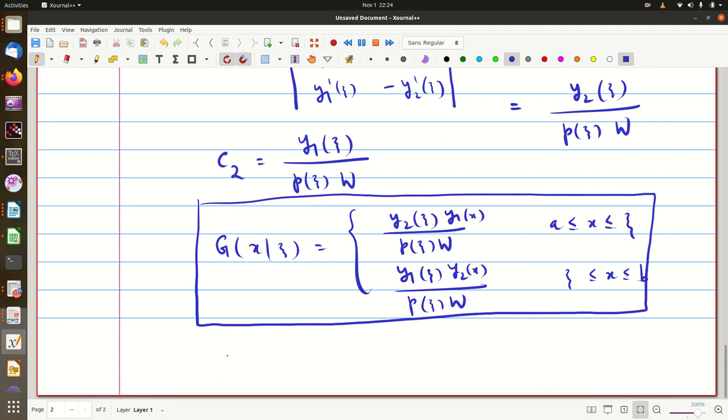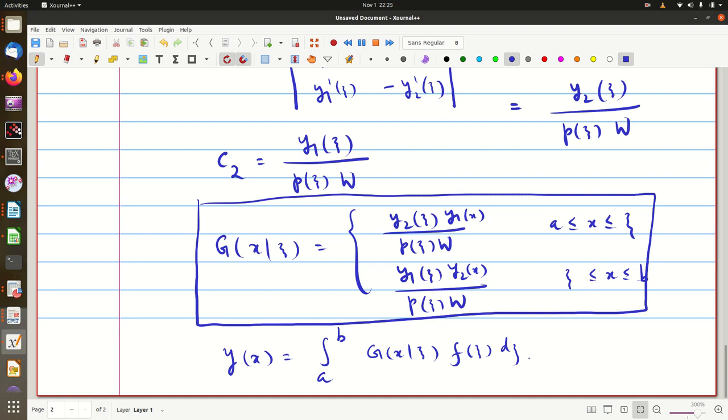And then one can always obtain the solution in terms of the Green's function as y of x equal to integral a to b g of x comma psi f of psi d psi. Of course, one should be careful when integrating this. There are two regions, so we have to integrate from a to x the first part of the Green's function times f of psi d psi, and then from x to b the second part of the Green's function times f of psi d psi.